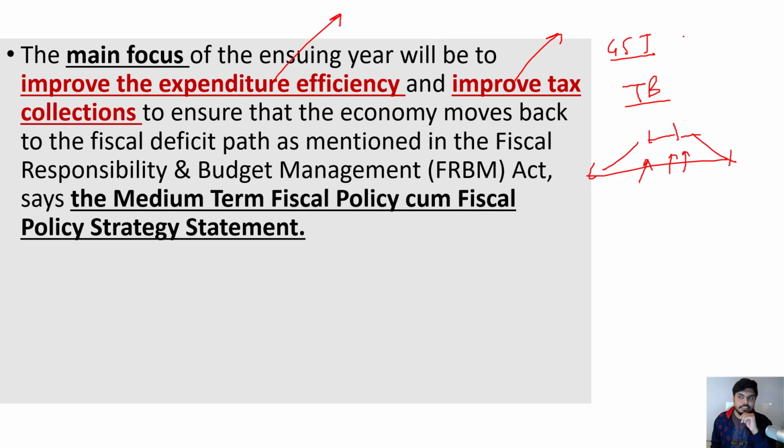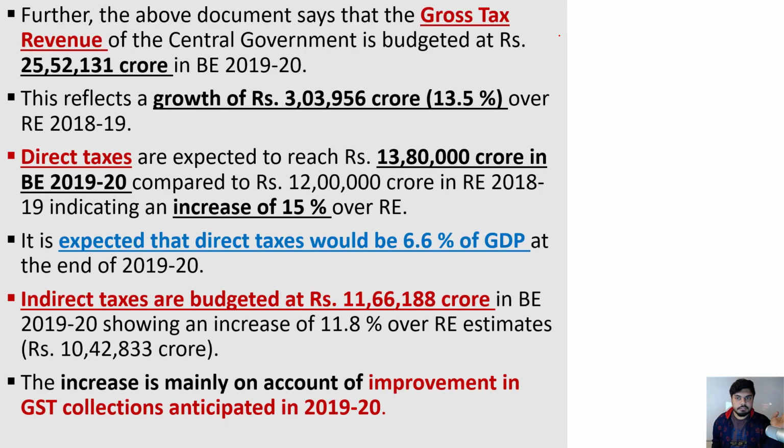And GST collection is an indirect tax, and then there are direct taxes. Two kinds of taxes are there. Direct taxes have a bigger share, and indirect taxes are mainly the GST one. So this GST collection is on the rise, and that's why there is more tax collection this year, and next year we are planning an improved tax base and improved tax collection. So that's the important thing. Next, the gross tax revenue in this budgetary estimate of 19-20 is going to be 25,52,000 crore rupees.